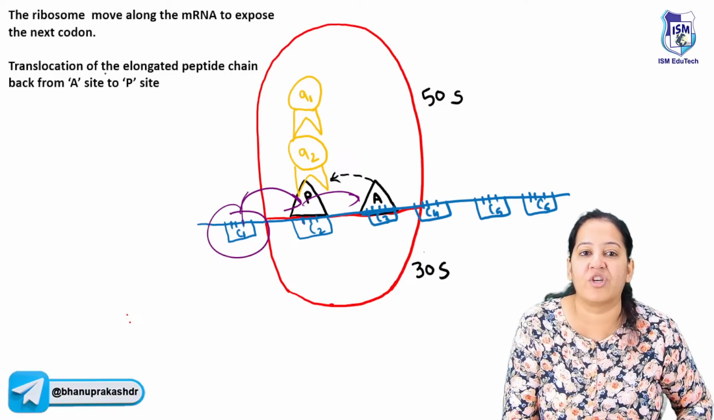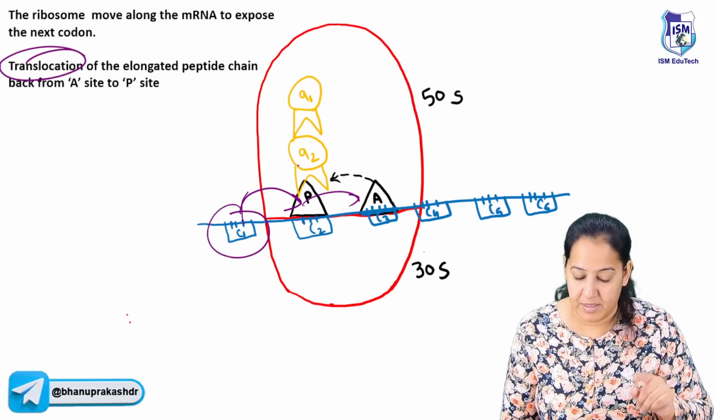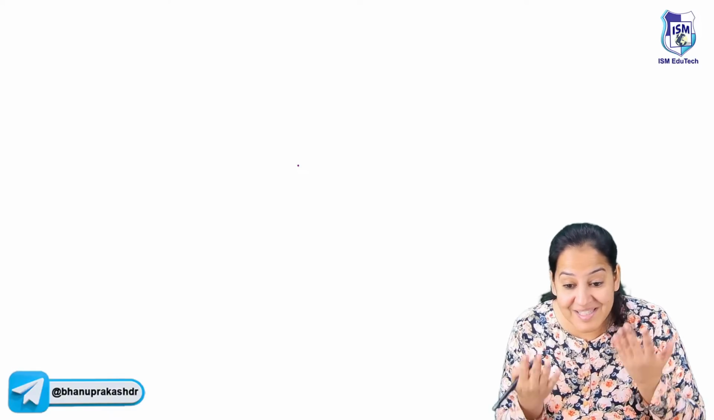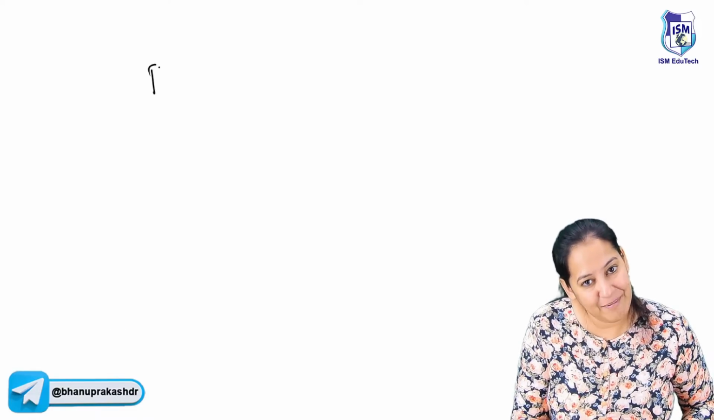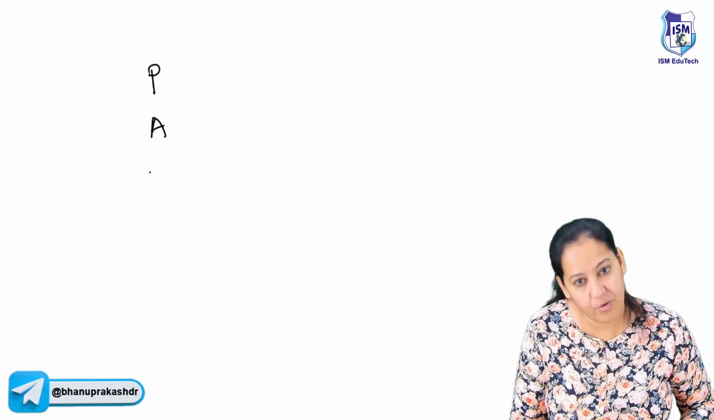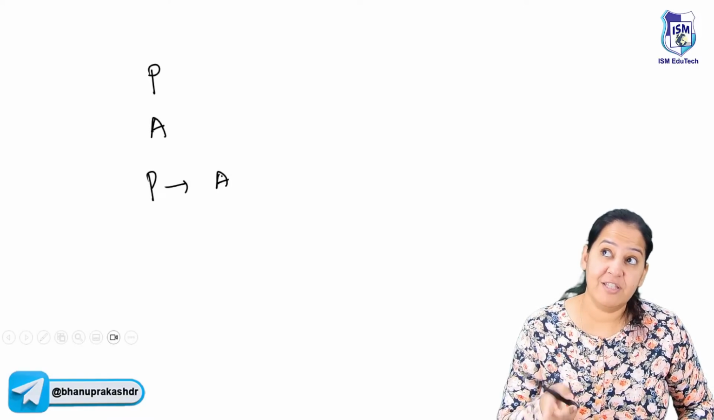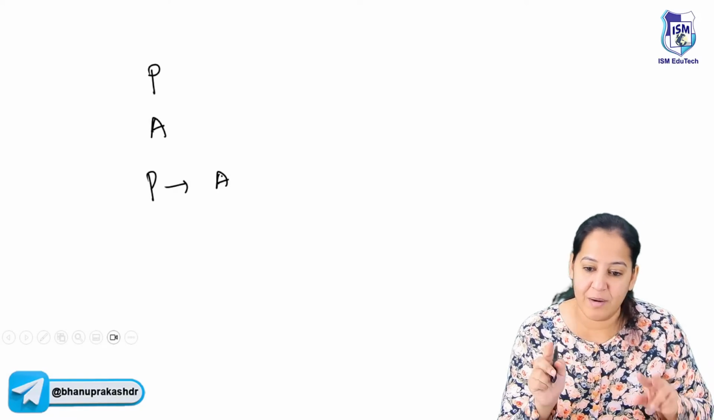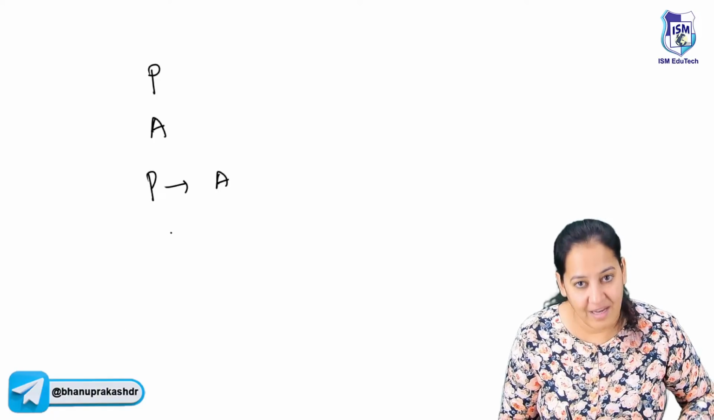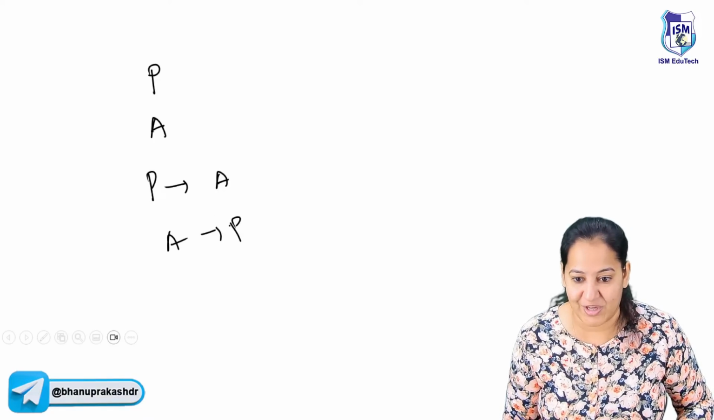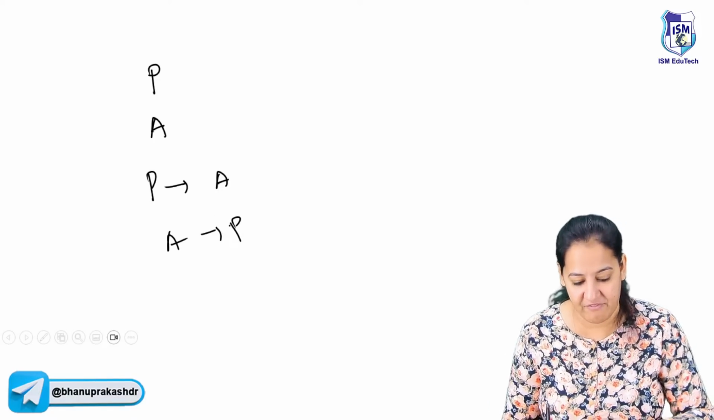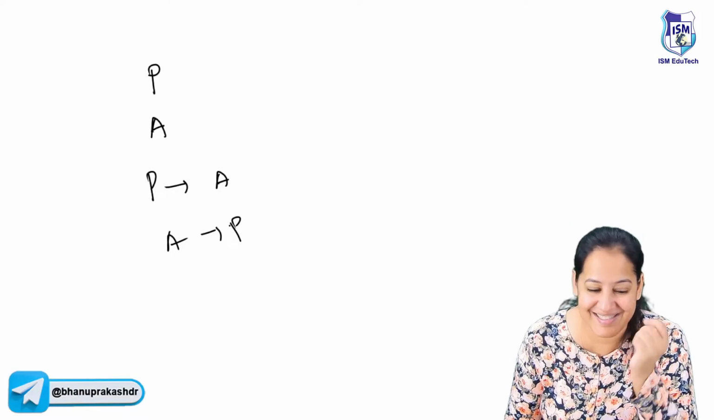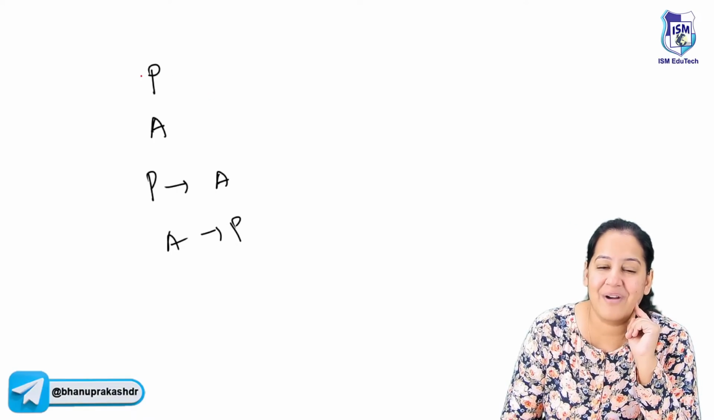It is known as translocation, the last step. It is known as A to P. So we have 4 steps. What are the 4 steps? The first step takes place on the P window, the second on the A window, the third is the P to A shift, in which the pre-existing amino acid is shifting to the new one after forming the peptide bond. And the last one is the A to P shift, which is translocation, in which the complete ribosome is moving by one window.